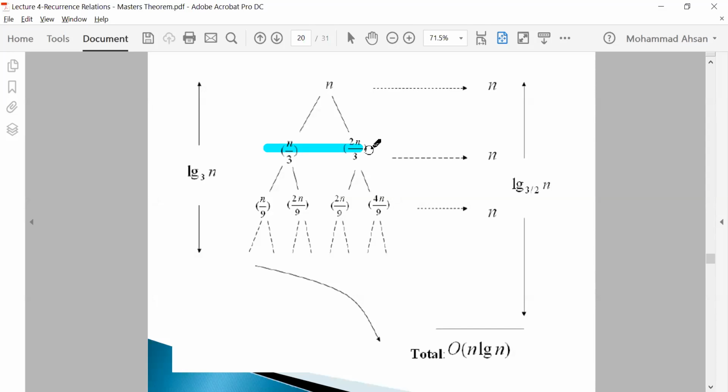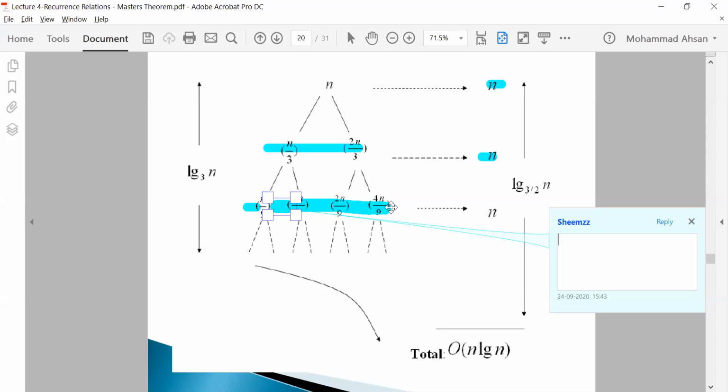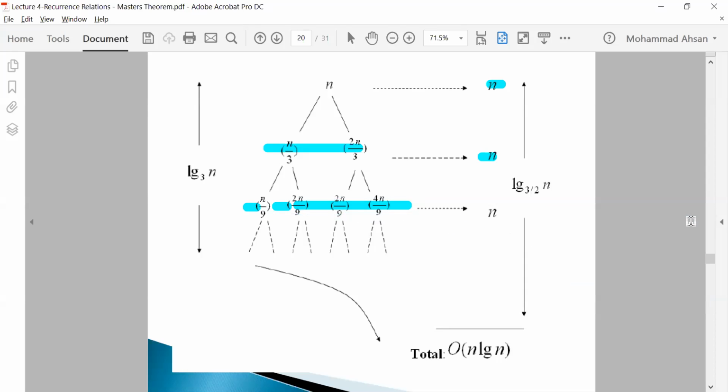This n by 3 and 2n by 3 is the extra work you're doing. Add the two, because that's the work done at level 1. So at level 1, the total work is n. Obviously, at level 0, the total work is n. If you see the next level, if you add all of these from left to right, then it is 1, 2, 3, 4, 5, 6, 7, 8, 9, 9n by 9, which is again n.